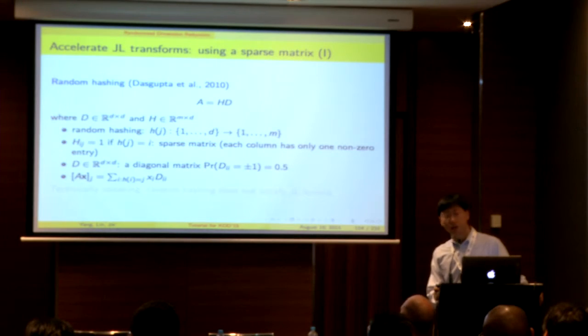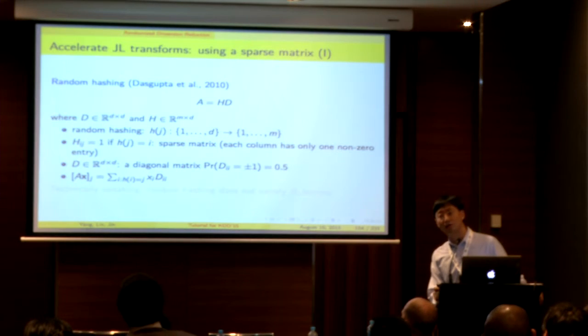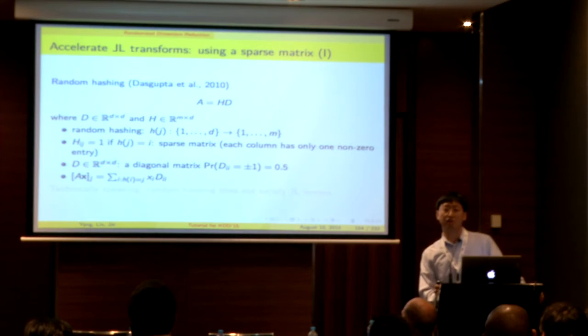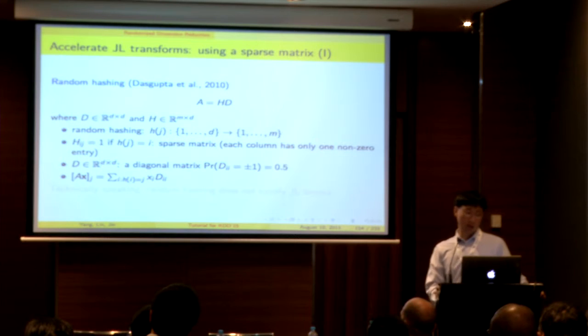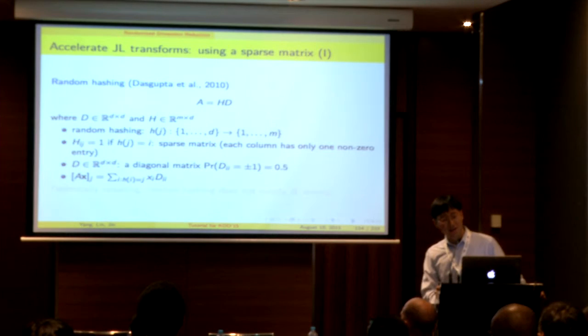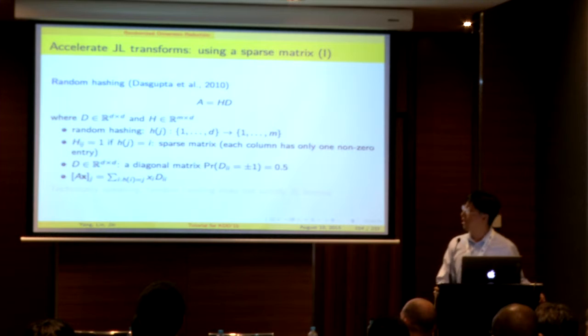The third idea is using a sparse matrix. In practice, for large-scale high-dimensional data, we usually observe that the data matrix itself is a sparse matrix. The number of non-zero entries is much less than n times d. So we want to further exploit that kind of property. Here, the idea is using a sparse matrix, in particular the random hashing matrix.